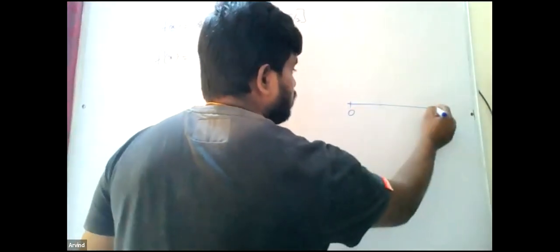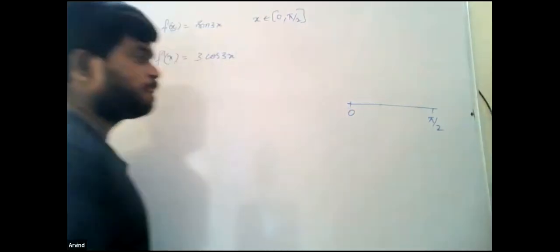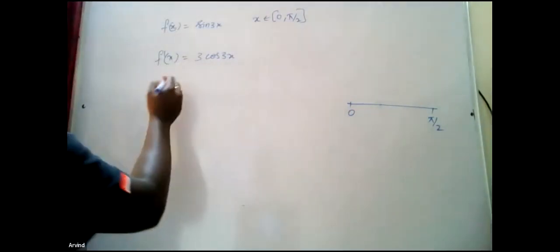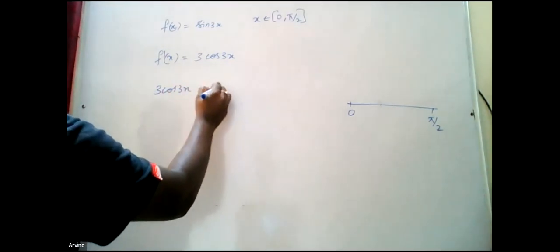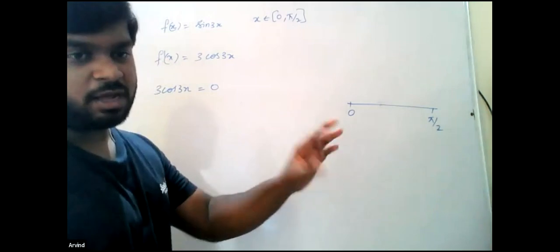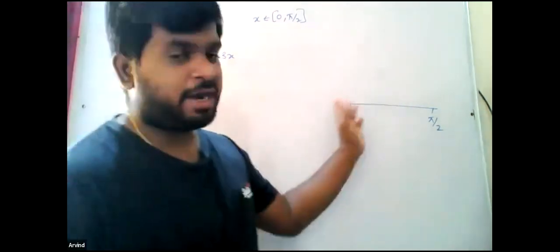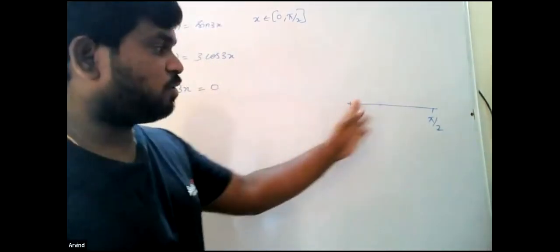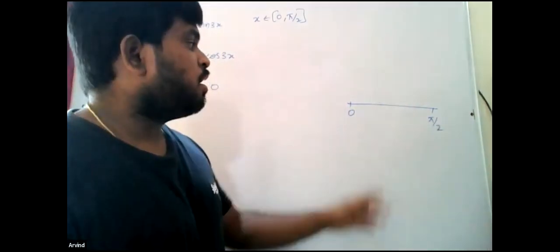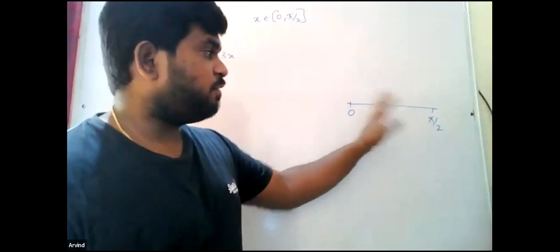Okay, so what they have given is the interval 0 to pi by 2. Okay, now we'll just equate it to 0 first. 3 cos 3x is equal to 0. Then we get an interval, this interval will be divided into multiple intervals, depends on this. As many values as we get, that many intervals we get. Now based on that we will find it.